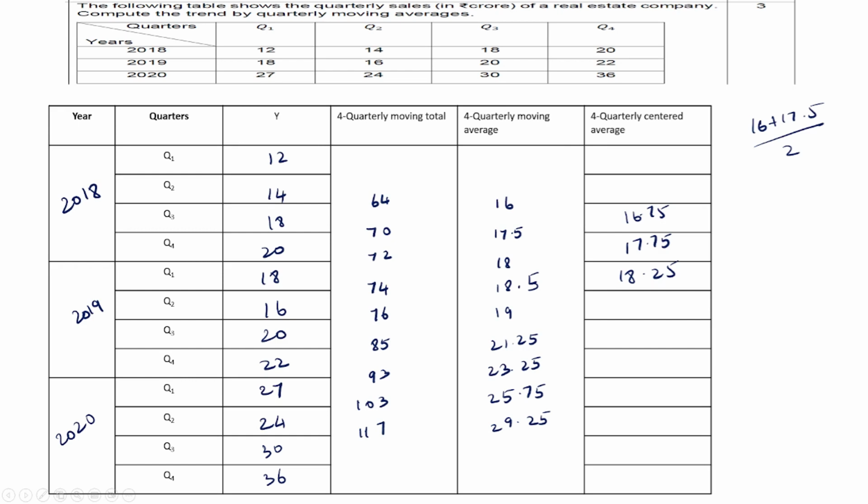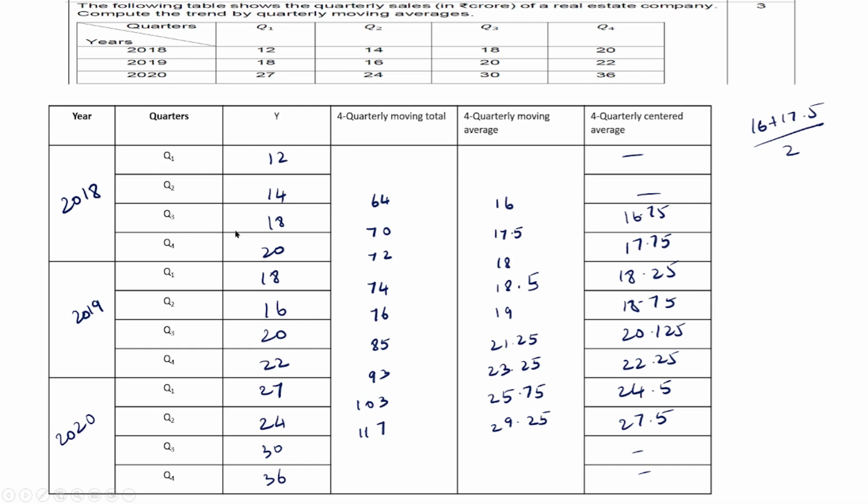Then we have the average of 18.5 and 19. It is 18.75. Then we have the average of 19 and 21.25. It is 20.125. Then the average of 21.25 and 23.25 is 22.25. Next we have the average of 23.25 and 25.75, which is 24.5. Then the average of 25.75 and 29.25, which is 27.5. So we do not have the values for the first 2 years and the last 2 years.